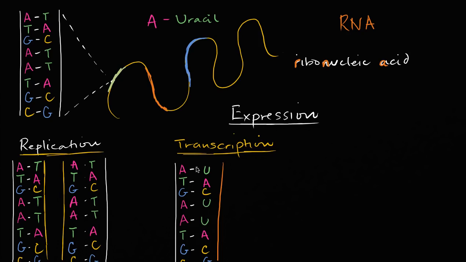Now, how does that happen? That process is called translation. So translation, which is really taking this base pair sequence and turning it into an amino acid sequence. Proteins are made up of sequences of amino acids.